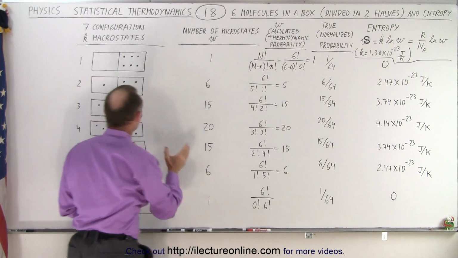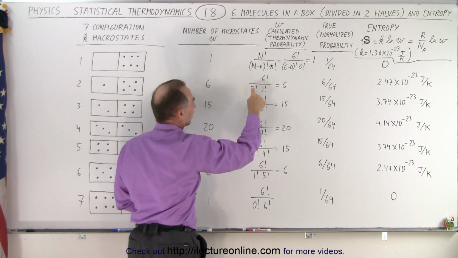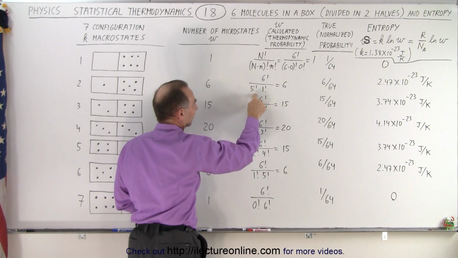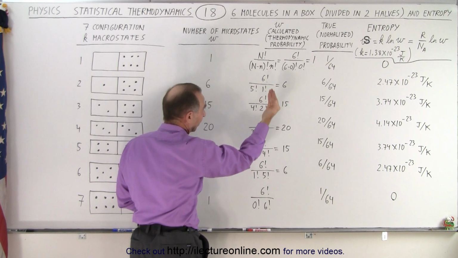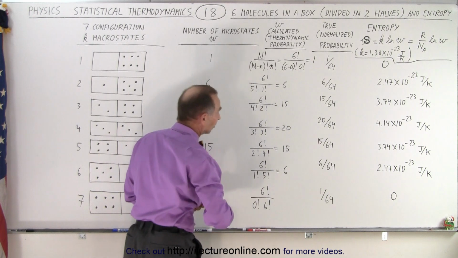Then if we do it where we have 5 molecules on one side and 1 on the other side, we go 6 factorial divided by 5 factorial times 1 factorial. Of course, 6 factorial divided by 5 factorial is simply 6. 1 factorial by definition is 1, just like 0 factorial by definition is 1, so this gives us 6.